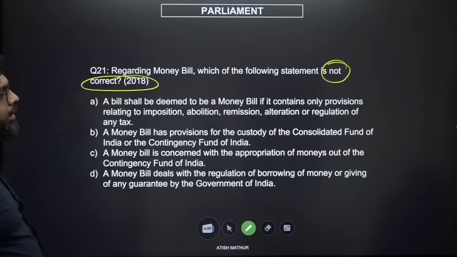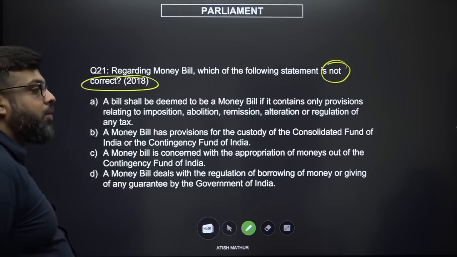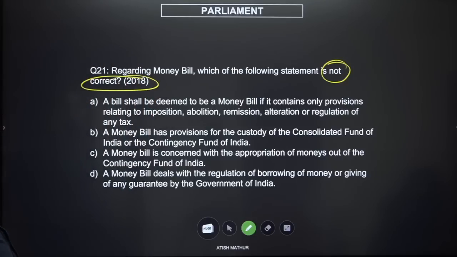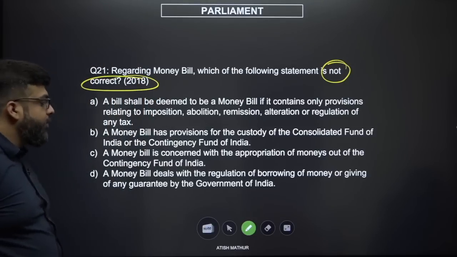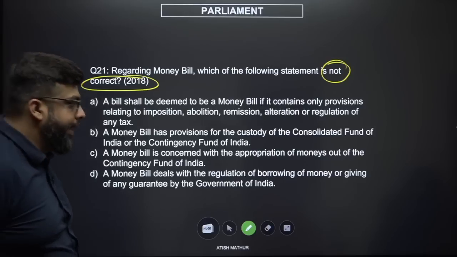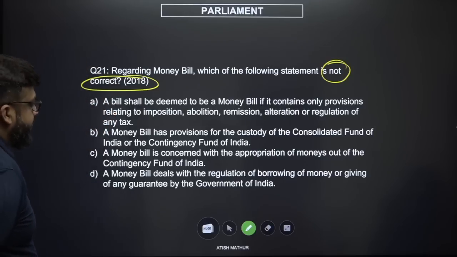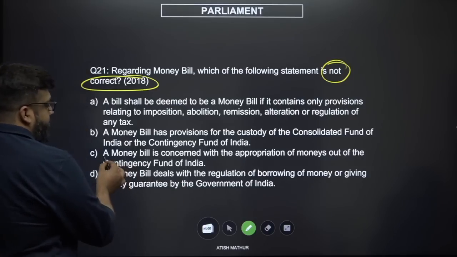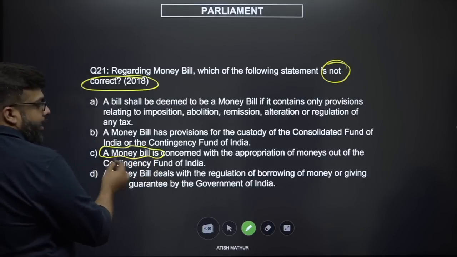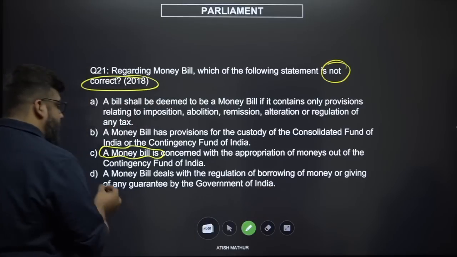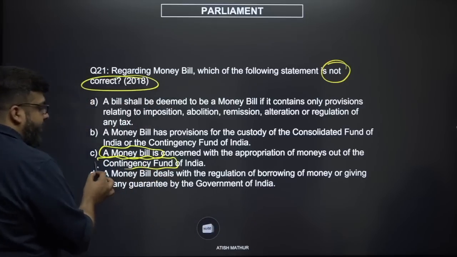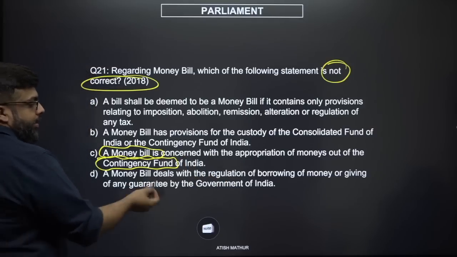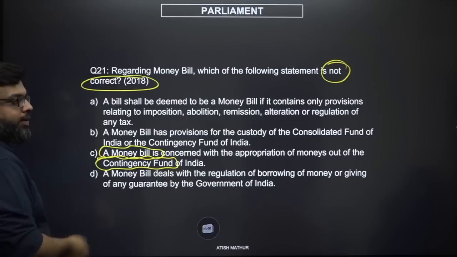A money bill is concerned with the appropriation of monies out of the Contingency Fund of India. A money bill deals with the regulation of borrowing of money or giving of any guarantee by the Government of India, right? Out of all of this, one seems a slight bit of a contradiction. If you have to go to Parliament to take money out of an emergency fund to meet any last minute urgent expenses, then why do you have an emergency fund in the first place?